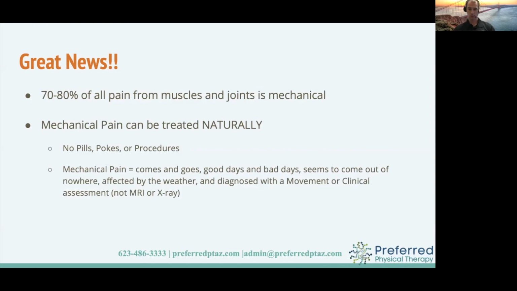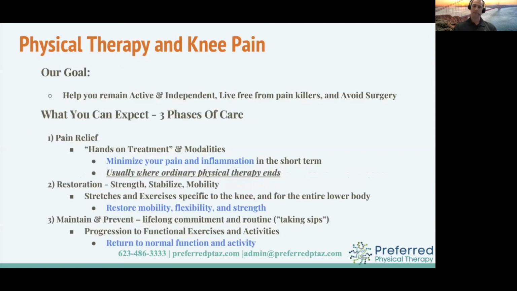And that brings up mechanical pain. So mechanical diagnoses of pain disorders, 70 to 80% of all muscles and joints are a source of mechanical pain. We call this musculoskeletal pain. And these can be treated naturally. There's no pills, there's no pokes, injections, and there's no procedures. It comes and goes. It has good days and bad days. It seems to come out of nowhere, often can be affected by the weather, and is diagnosed with movement or clinical assessments, not by an MRI or an X-ray.